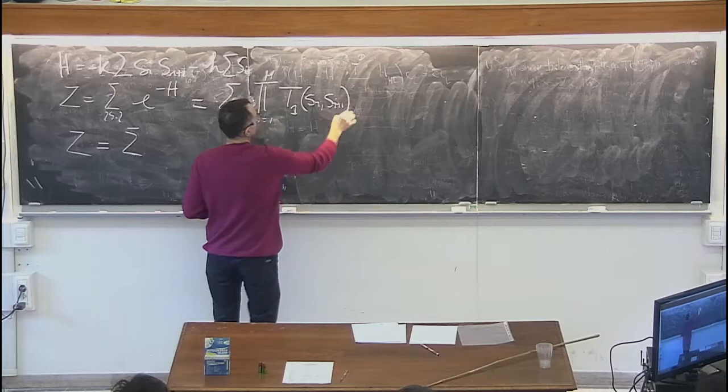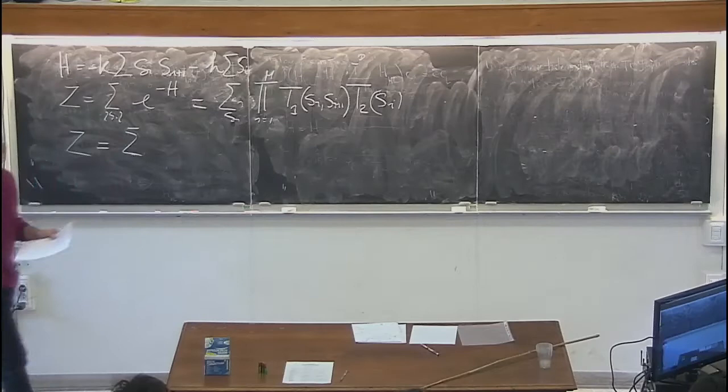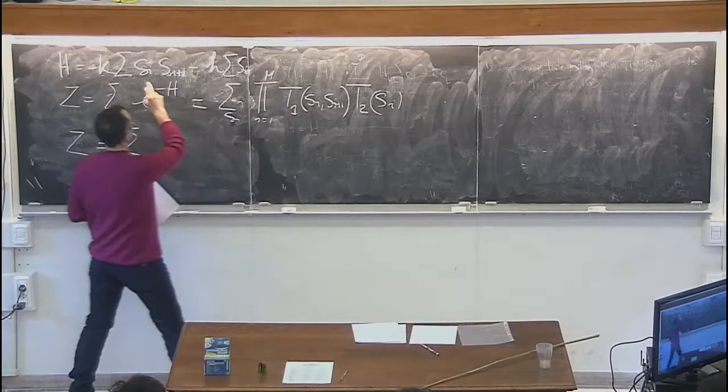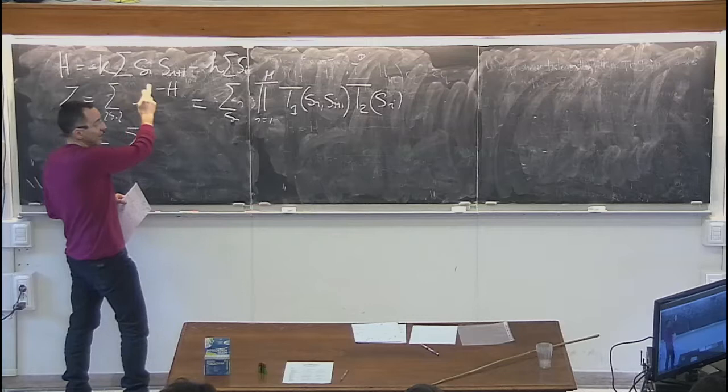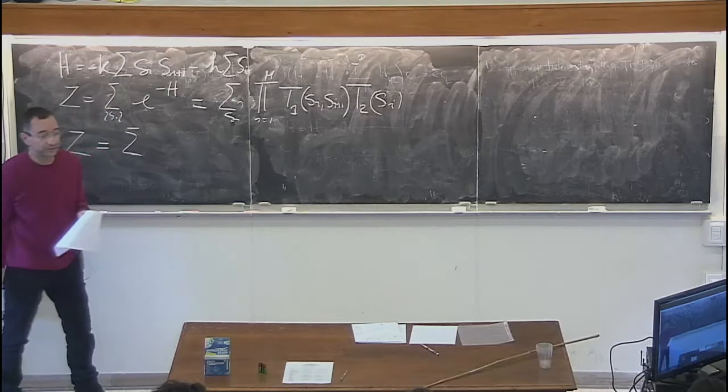This is quite clear, okay? They are functions. In a sense, T1 is just the exponential of minus k si plus 1. And T2 is just the exponential of the second term. Okay?